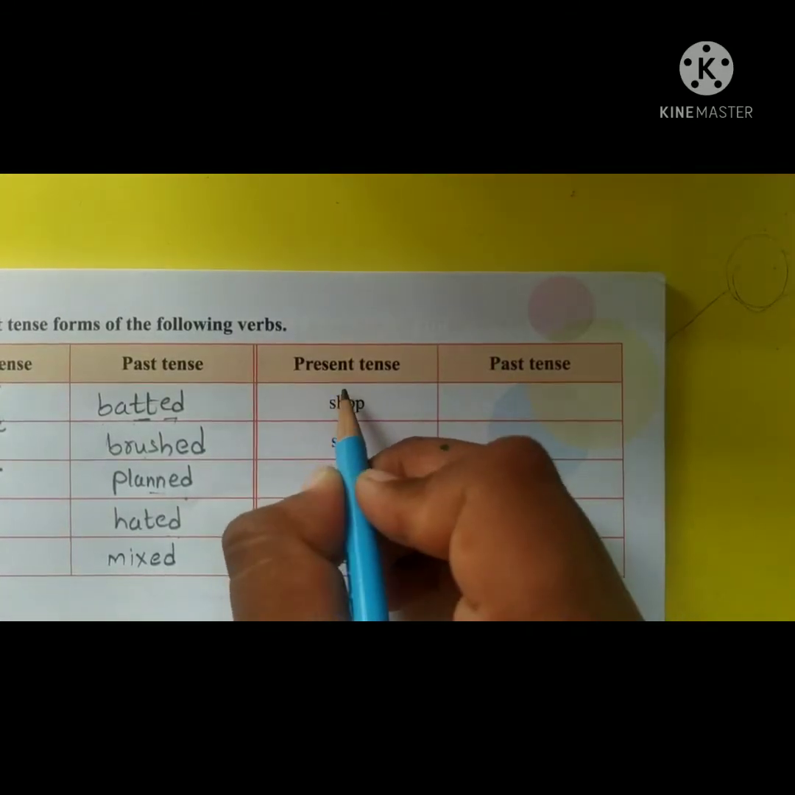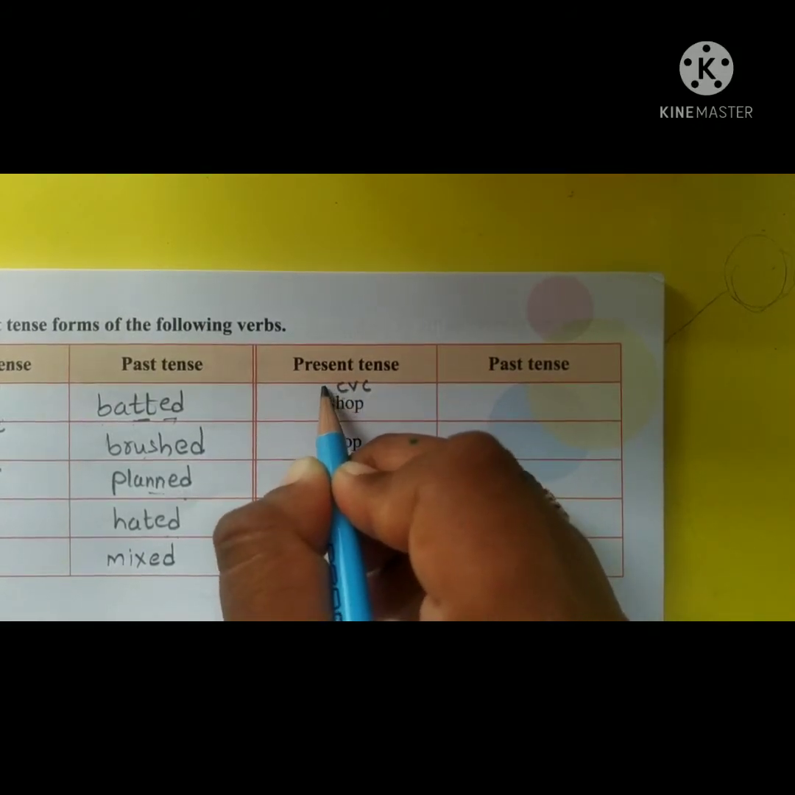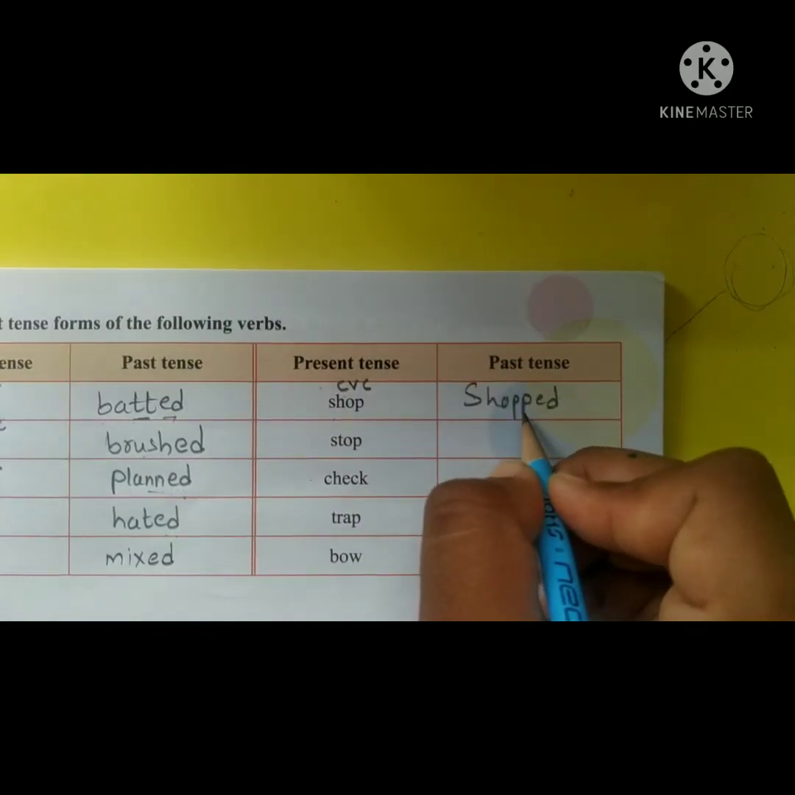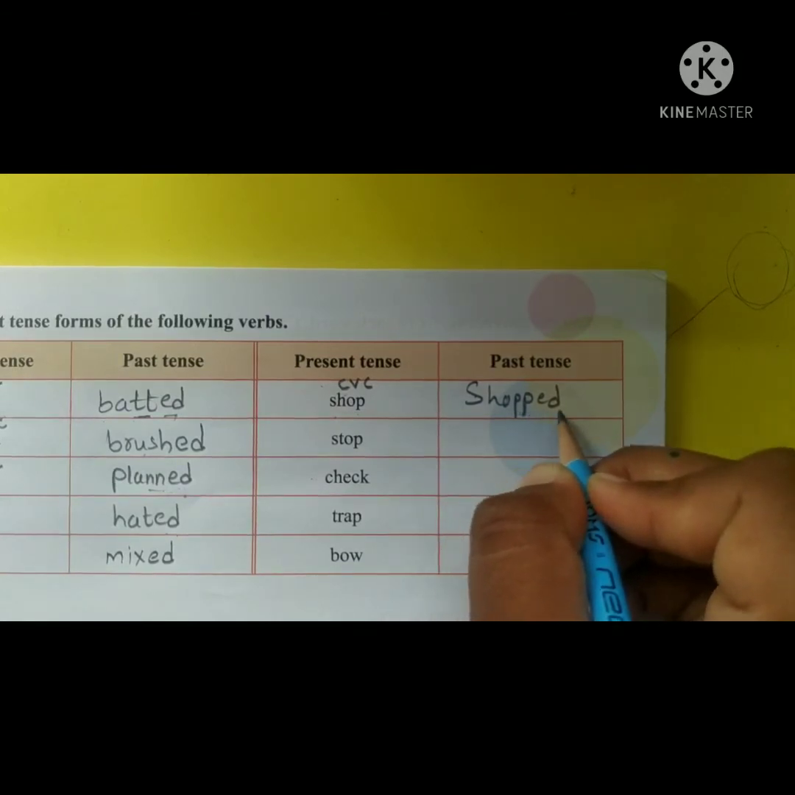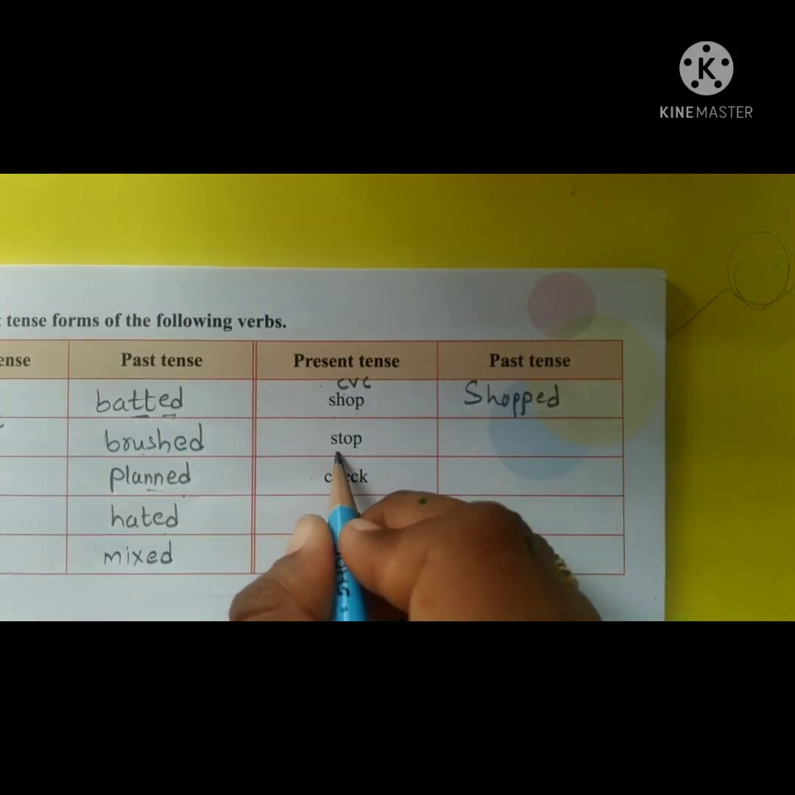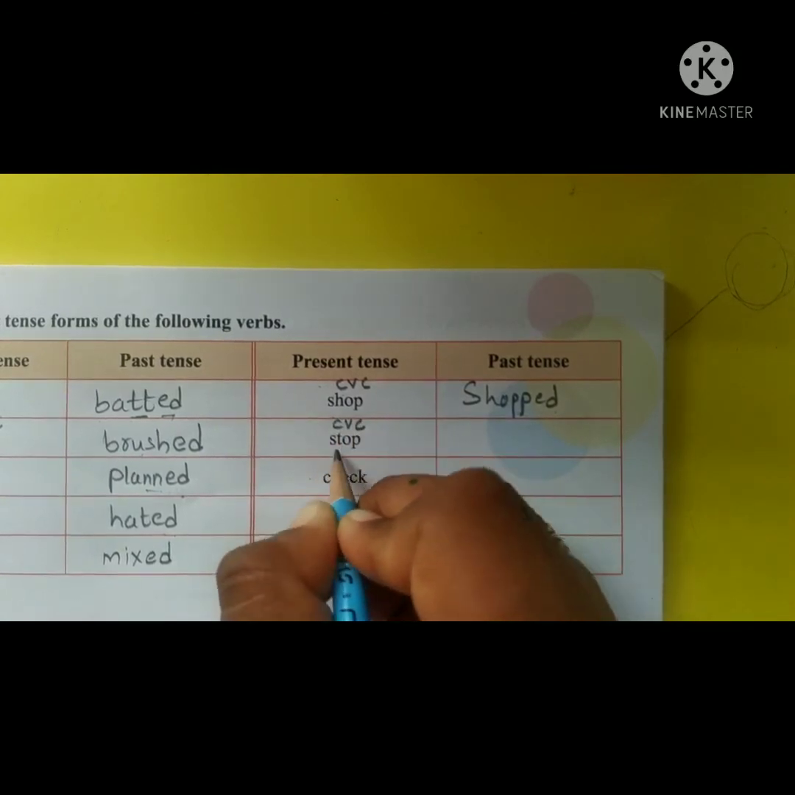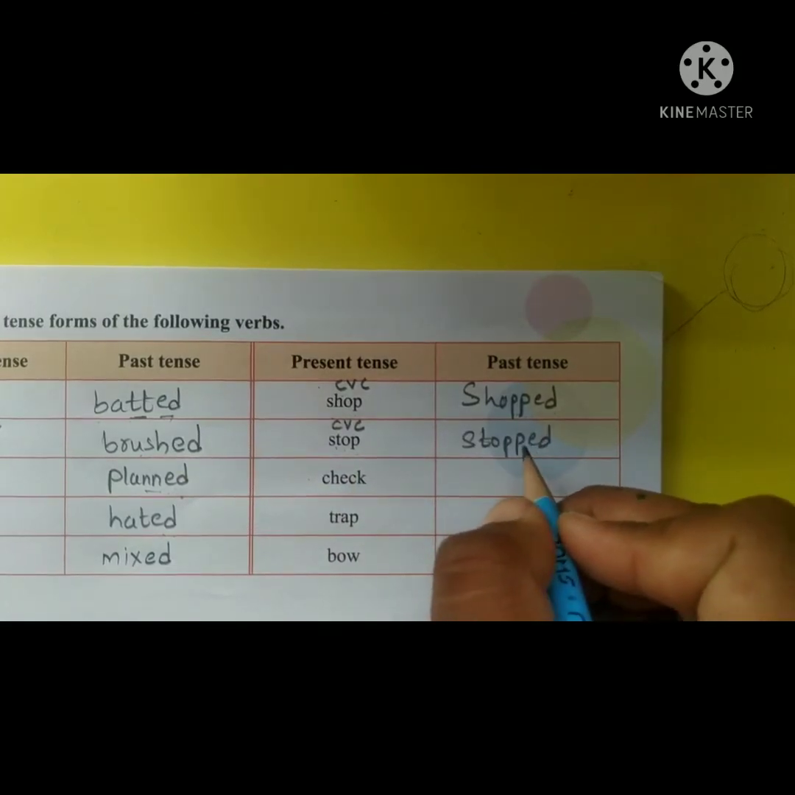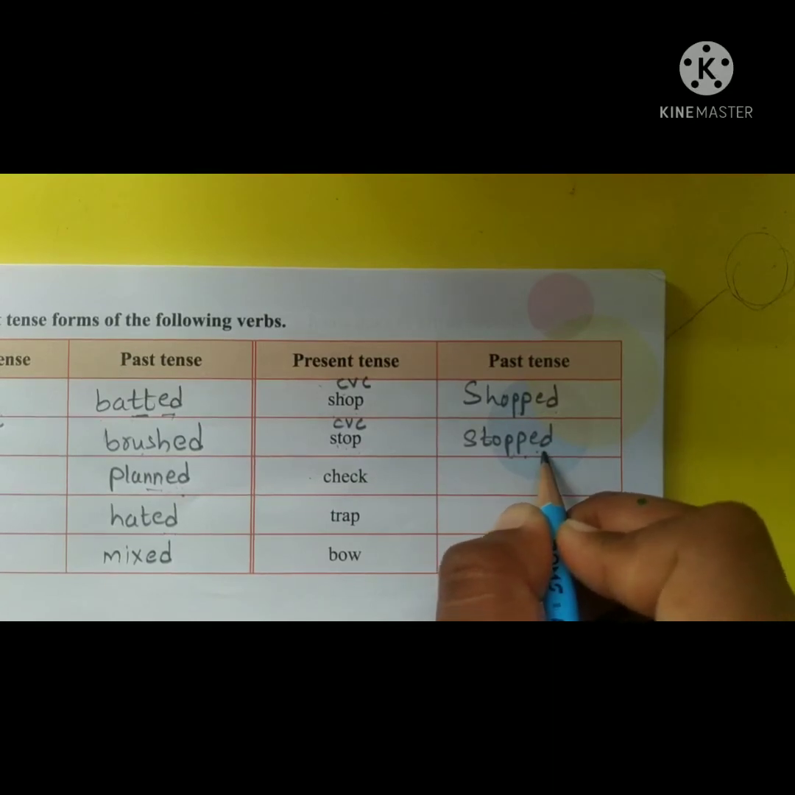Shop. S is the consonant, O is the vowel, P is the consonant. Yes, this comes in a CVC pattern. So we need to double the letter P, and by adding ed it will become shopped. Again, stop, S-T-O-P. Consonant, vowel, consonant. So we need to add P to it and again ed. We have to double it and add ed.